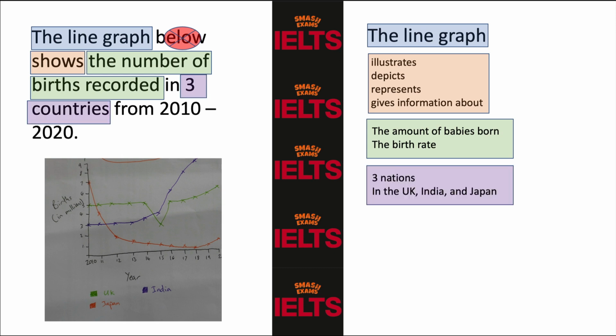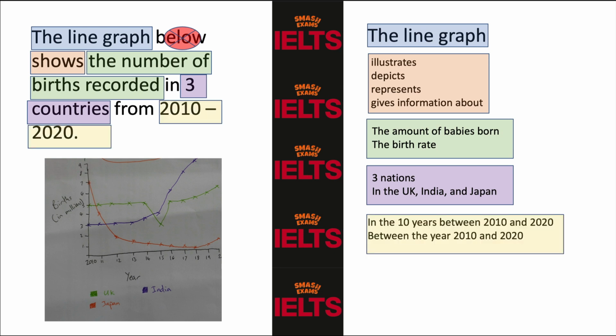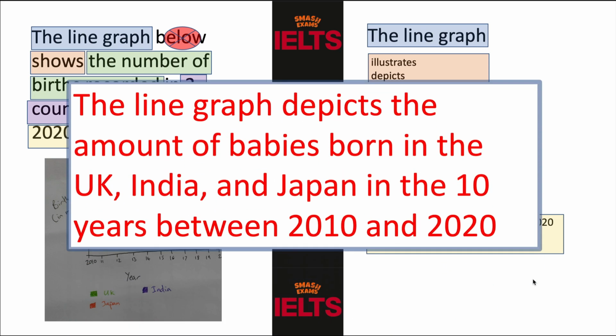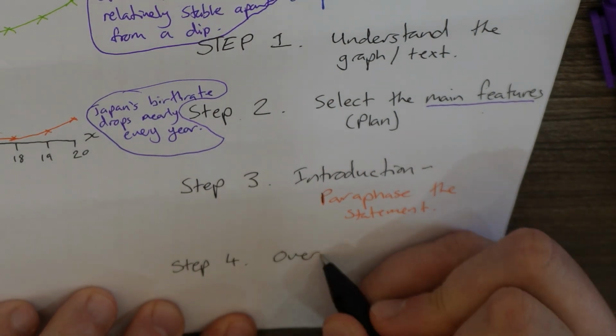In 3 countries, we could say in 3 nations, or we could say what the names of the countries are. We know it's the UK, Japan, and India. From 2010 to 2020, we could say in the 10 years between 2010 and 2020, or between the years 2010 and 2020. So we put all those together and we have our paraphrased introduction. The line graph depicts the amount of babies born in the UK, India and Japan in the 10 years between 2010 and 2020. So we have our introduction now paraphrased.